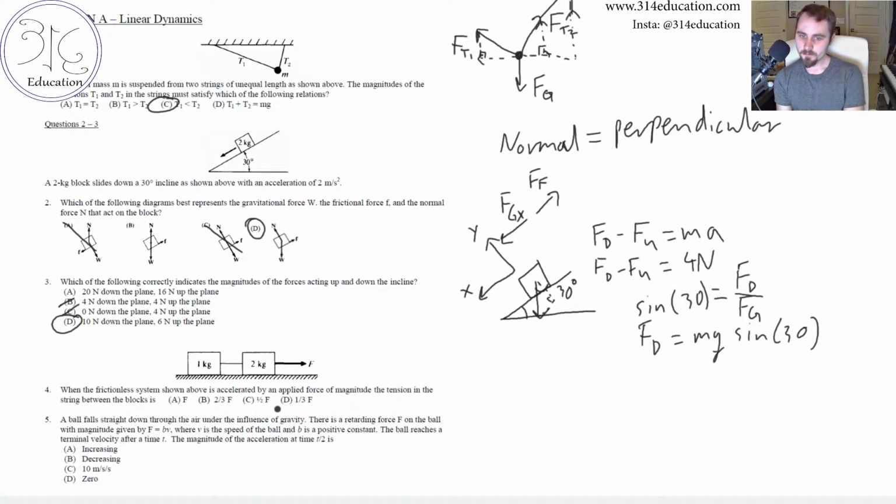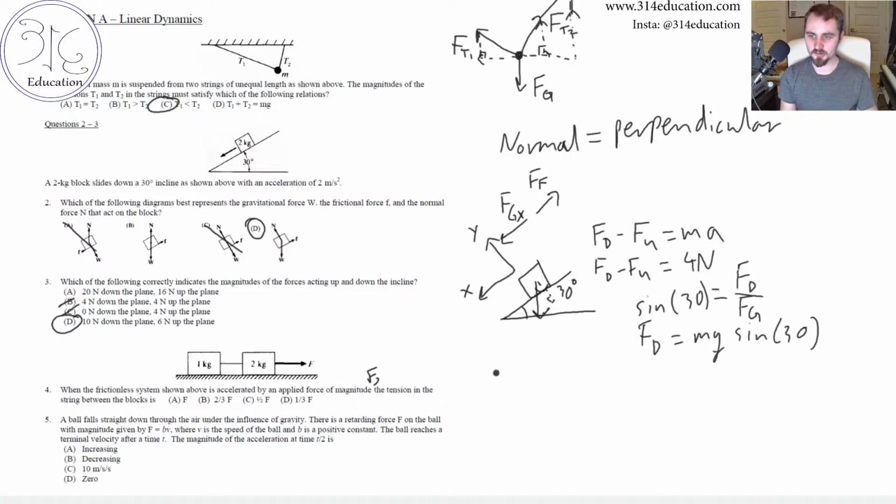We've got the frictionless system shown above, so there's no friction acting on these blocks, accelerated by an applied force of magnitude F. I think they're just missing a letter F here. I think that's a typo. And then the question: the tension in the string between the blocks is, so what's the tension between these here?